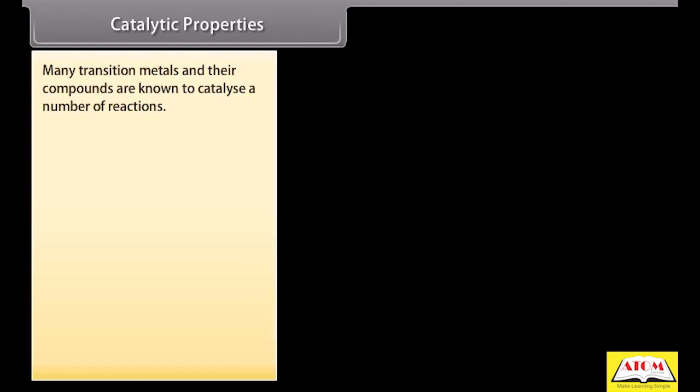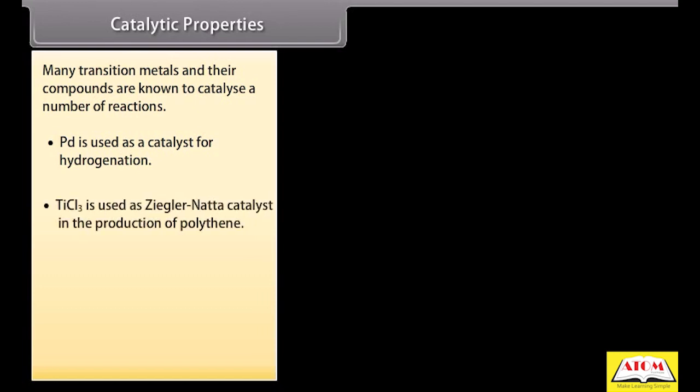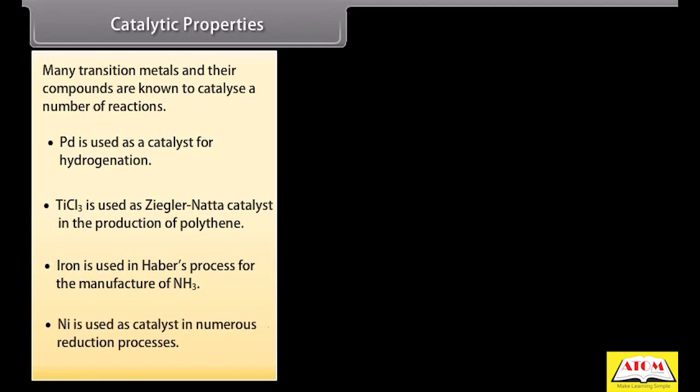Many transition metals and their compounds are known to catalyze a number of reactions. For example, palladium is used as a catalyst for hydrogenation. Titanium trichloride is used as Ziegler-Natta catalyst in the production of polythene. Iron is used in Haber's process for the manufacture of ammonia. Nickel is used as catalyst in numerous reduction processes.